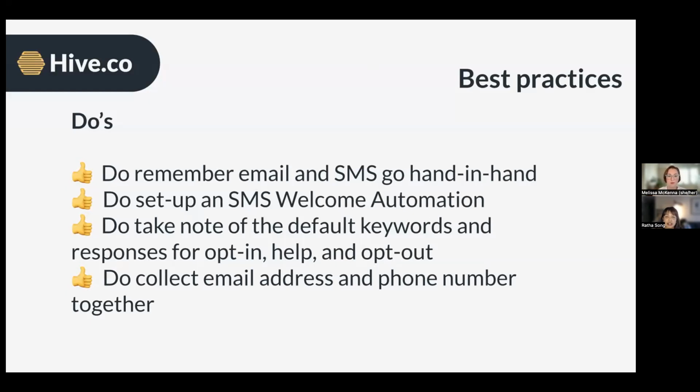Do take note of the default keywords and responses for opt-in, help, and opt-out. These default keywords can be found on your SMS settings page. Be aware of them, because your contacts will be sending in text messages with start, yes, or unstop, which is opt-in. They could also ask for help with help or info, and opt-out keywords can be something like cancel, end, quit, unsubscribe, stop, or stop all.